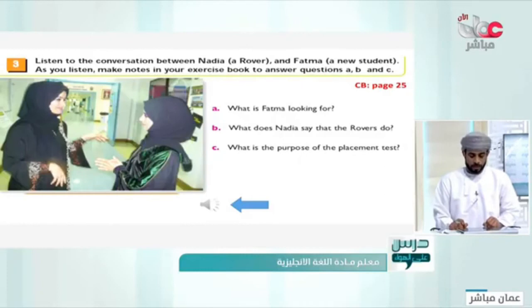See, what is the purpose of the placement test? It seems that they are going to talk about something called a placement test. And you know what a placement test is? And what is the purpose of that placement test that students take at the beginning of each year? Now let's go and listen.